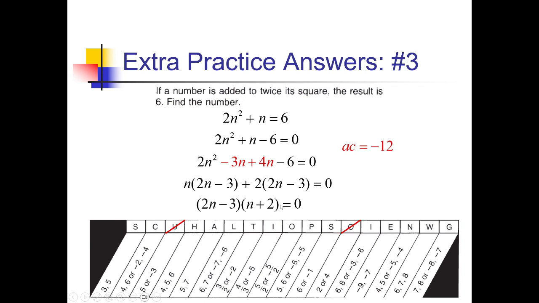Now we have to go ahead and set each of these factors equal to 0 and solve that. So if I have 2n minus 3 equals 0, I could add 3, divide by 2 to get 3 halves as one of my answers. And then for n plus 2, negative 2 zeros that out, so that's my other answer. No restrictions on our numbers, so let's just find those down below. We've got 3 halves and negative 2. That's right here, so that goes with t, so cross that off.